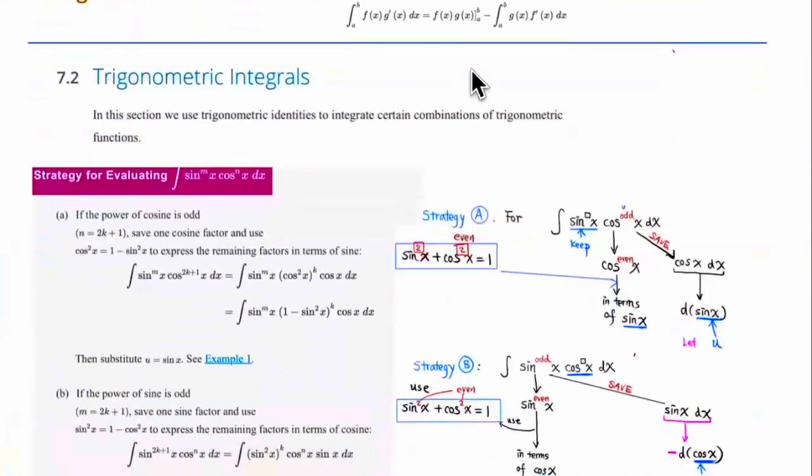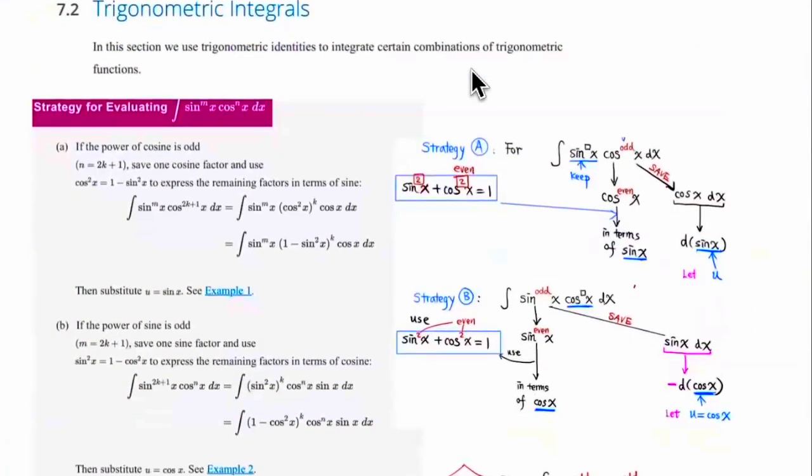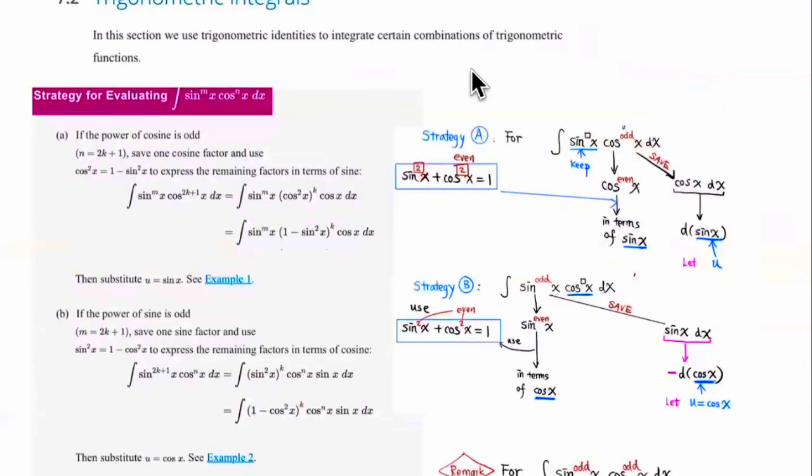Okay, for 7.2, we evaluate integrals of two types. Actually, maybe more. So first, we talk about integrals of, say, sin x times cosine x, where the exponent on sin x or cosine x, maybe one of them is odd. Then you try to think about this trig identity. You will try to make the power on the one that has odd power, you want to save one factor of that. So, for example, here cosine of x, the cosine here has an odd power.